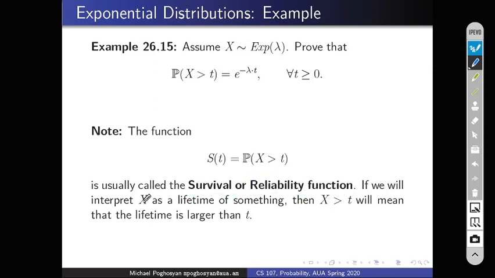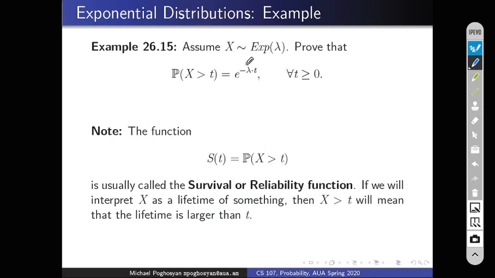Because if we interpret x as the lifetime of something, then the condition that x is larger than t means that the lifetime is larger than t. So that person, say, will live longer than 60 years. Insurance companies need to calculate this kind of probabilities to decide what the insurance premium will be. Okay, hope this was clear.